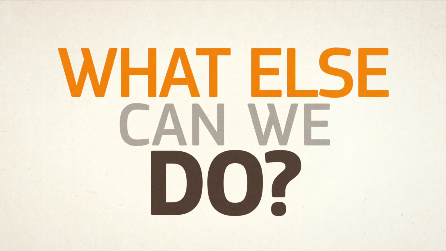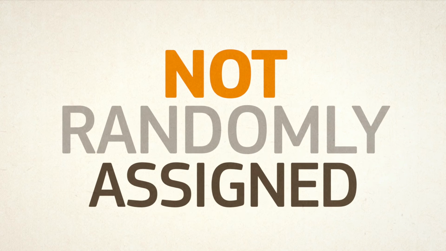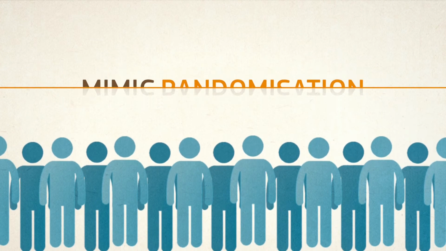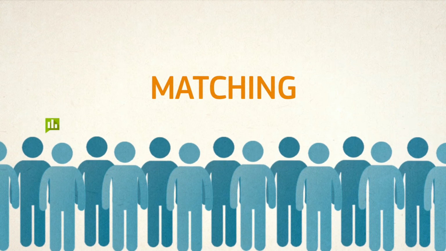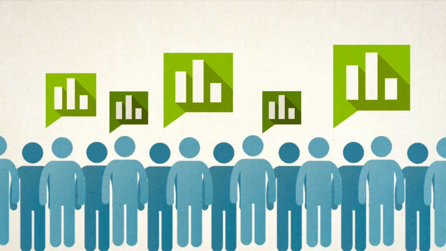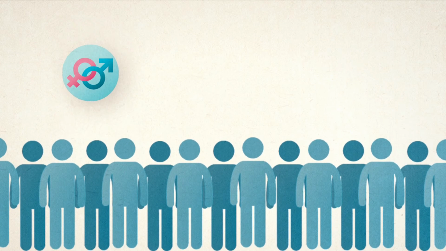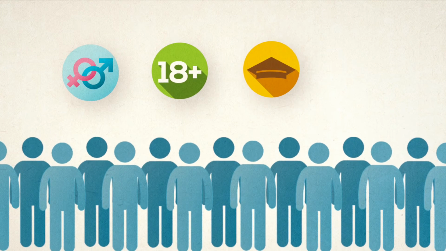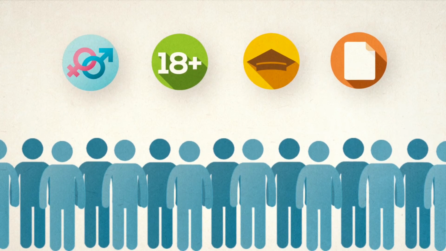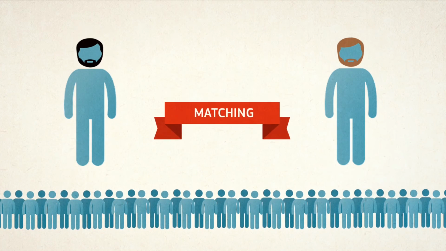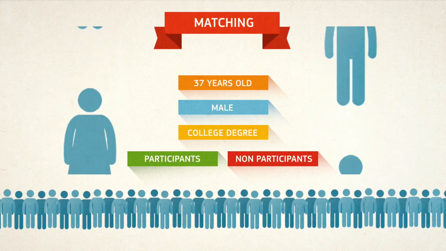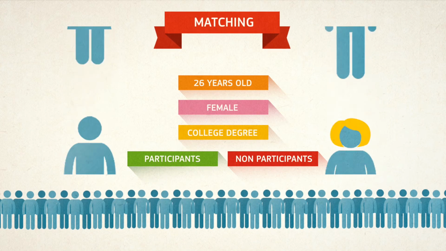Quasi-experiments, where participation in training is not randomly assigned, but statistical methods are used to mimic randomization. One method is matching. In this case, data may come from a survey, where for each individual in the sample, we know the gender, age, education level, participation in a training program, and so on. We match each participant with a non-participant who has the same age, gender, education level, and the only difference between the two is participation in the training.